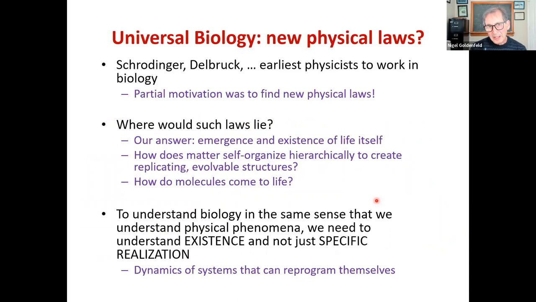Now, when the earliest physicists, Schrodinger and Delbruck and others, started to work in biology, they were hoping to find new physical laws, perhaps ones to do with quantum mechanics. Today, most of us would think that's a little bit whimsical, but it's certainly true that there are new physical laws because we don't really understand how matter self-organizes hierarchically to create replicating evolvable structures, how molecules come to life, if you will.